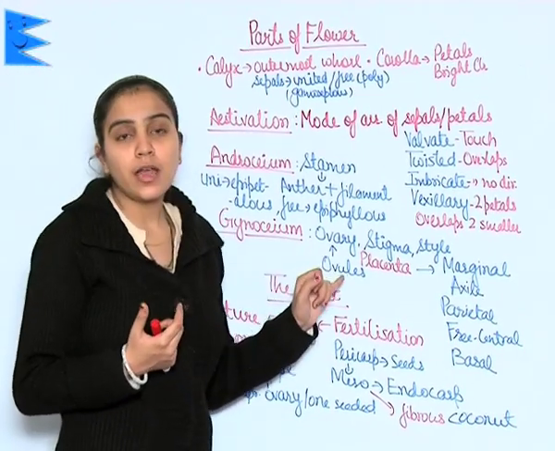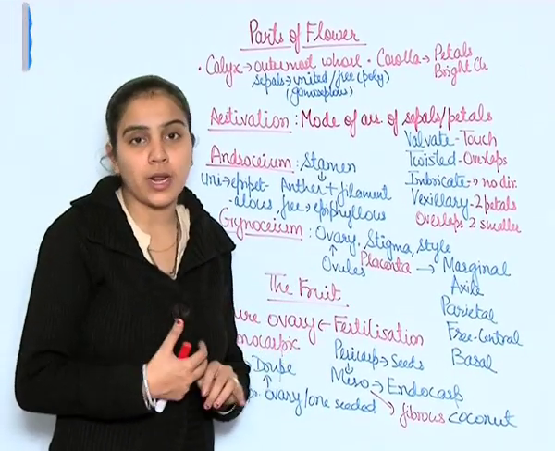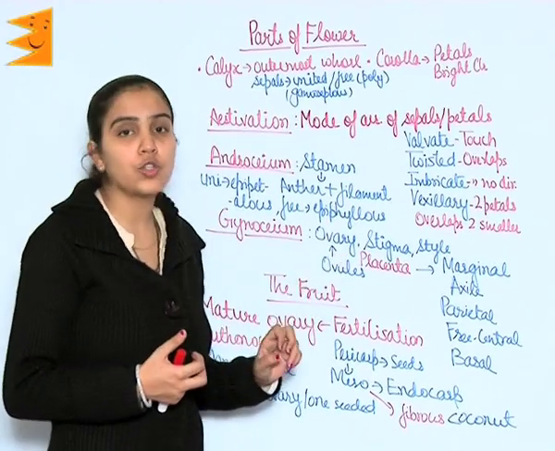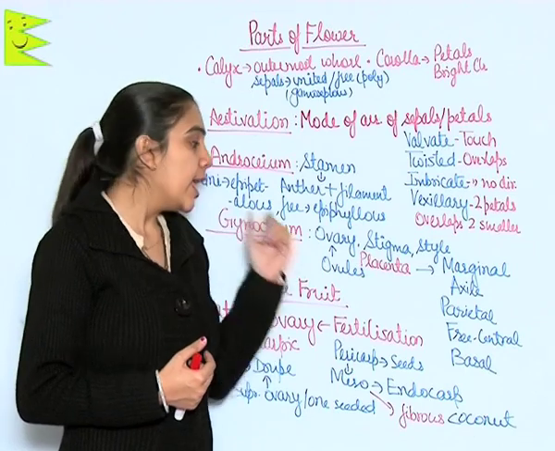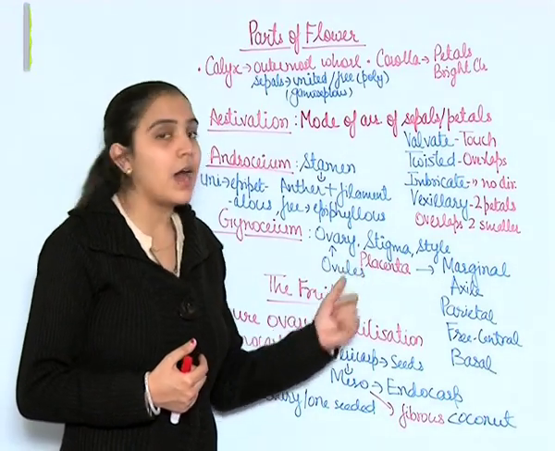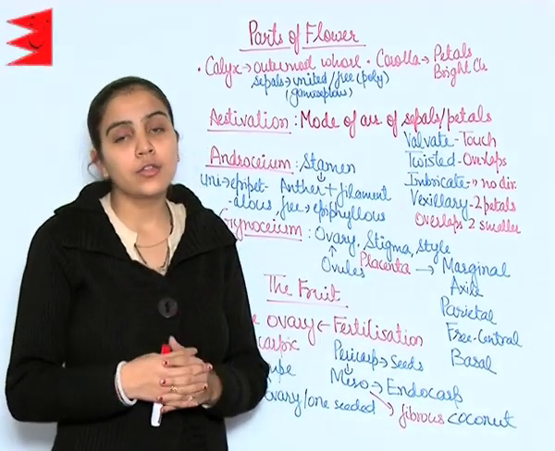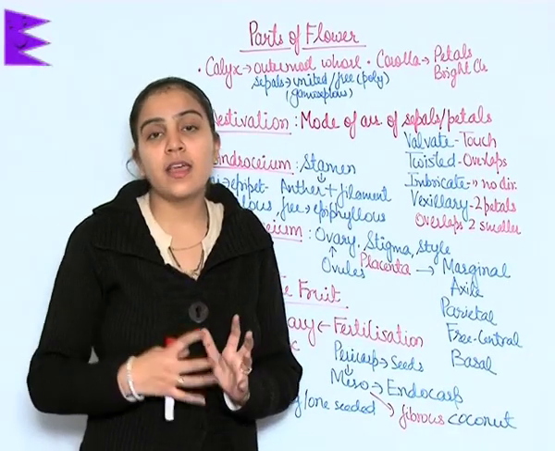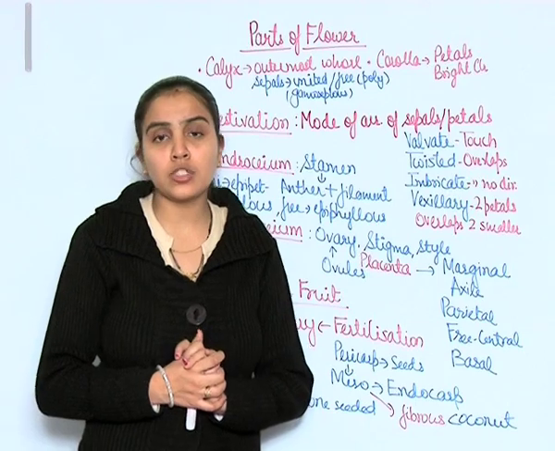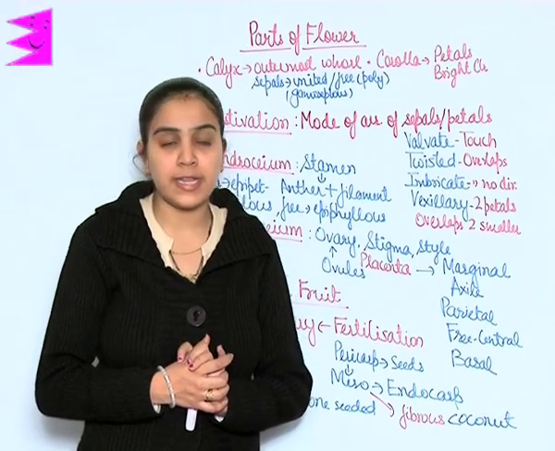Gynoecium. Gynoecium is the female reproductive part. It consists of ovary, stigma and style. Ovules are attached to the ovary through the placenta, and upon this there are several methods or ways of placentation.